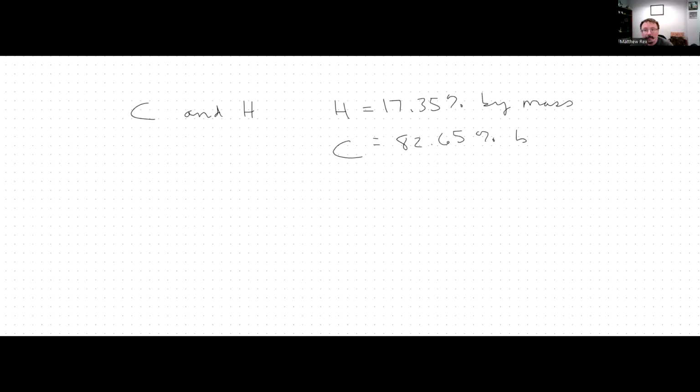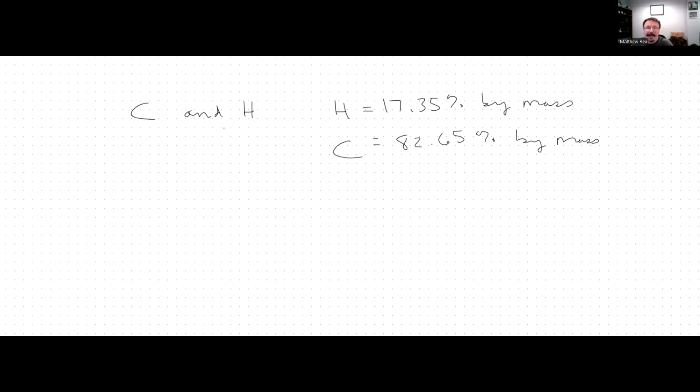Hydrocarbon. Okay, so we've got a hydrocarbon. It's carbon and hydrogen only. We know the percent of hydrogen is 17.35% by mass. And then the only other thing again is carbon. They have to add up to 100. So if I take 100 minus the percent of this that's hydrogen, I'll know what percent of this is carbon. And then I can start to work with this.